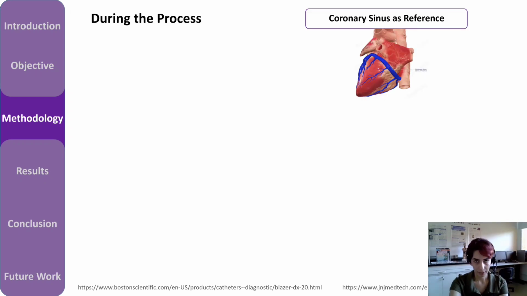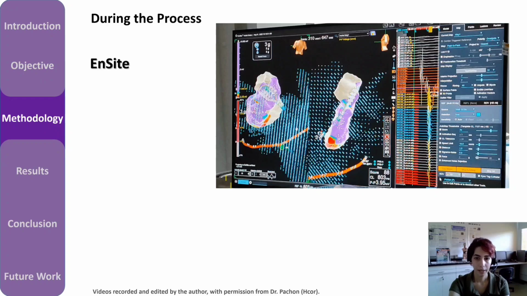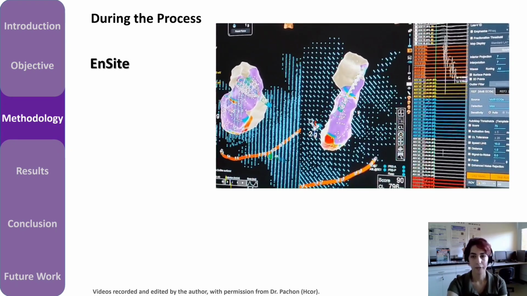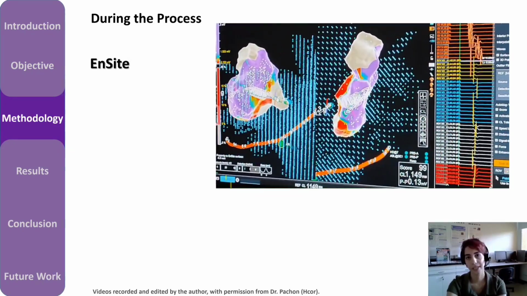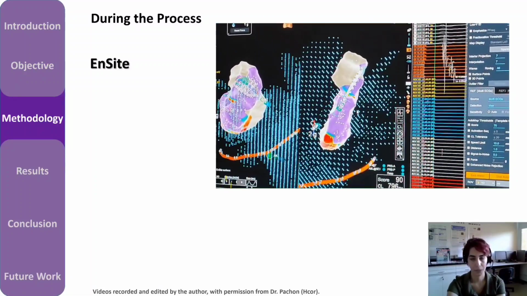During the process, the first step that the physicians take is using a 10-pole or 20-pole catheter, putting it in the coronary sinus. As I'm showing you here, this is part of the coronary sinus in the heart. Here I'm showing you a video from inside during the process of creating the anatomy using the HD-grid catheter, and we can see that the catheter is creating the anatomy of the left atrium in this case.